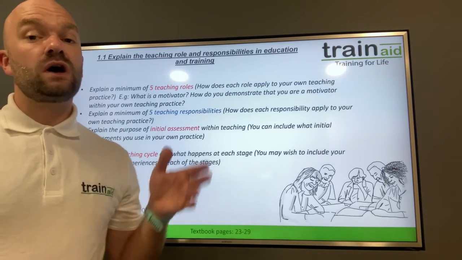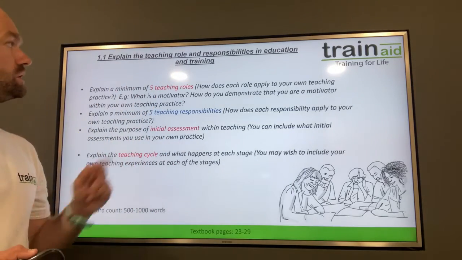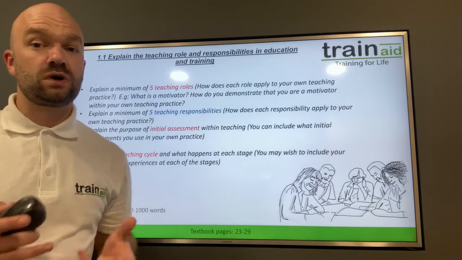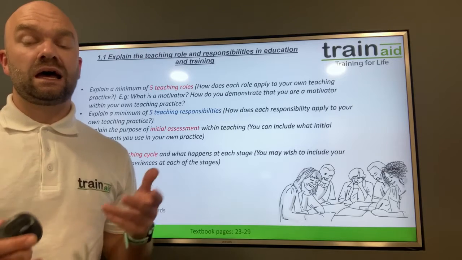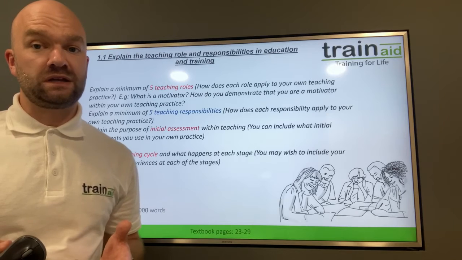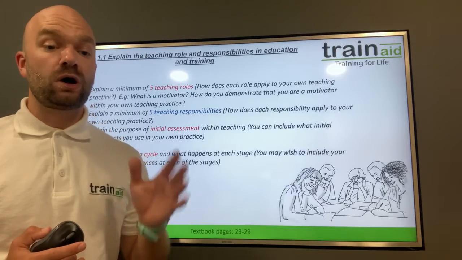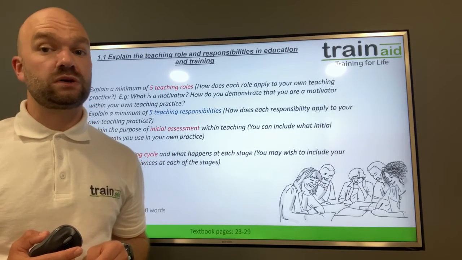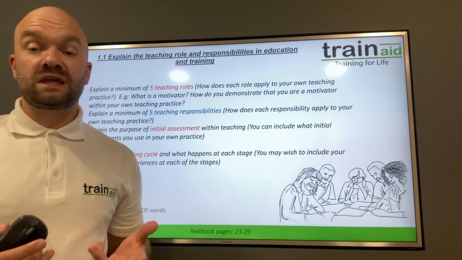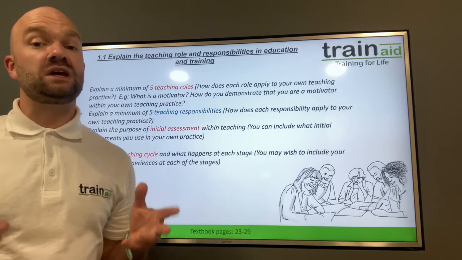Okay, in terms of our first criteria then, the first one is criteria 1.1, explain the teaching role and responsibilities in education and training. So this first criteria is setting the scene and it's looking at your own role and responsibilities within your teaching or training establishments. Okay, so what we're looking for there is for you to reflect on a minimum of 5 teaching roles. Okay, we'd like for you to explain those 5 roles. Okay, what do they mean? And also we'd like for you to say, how do you demonstrate those roles within your teaching practice?